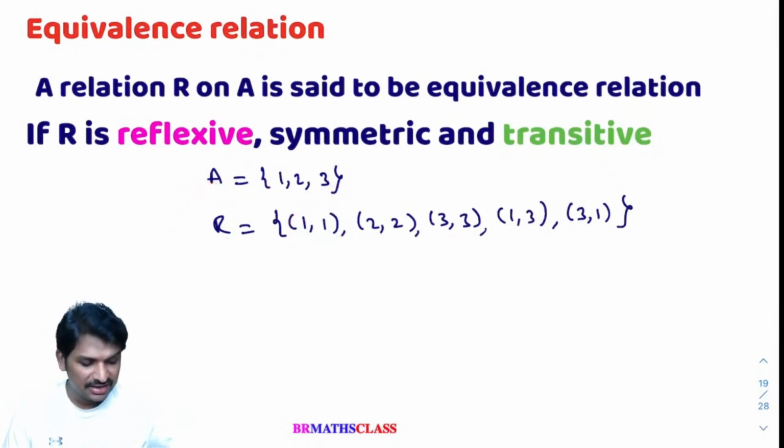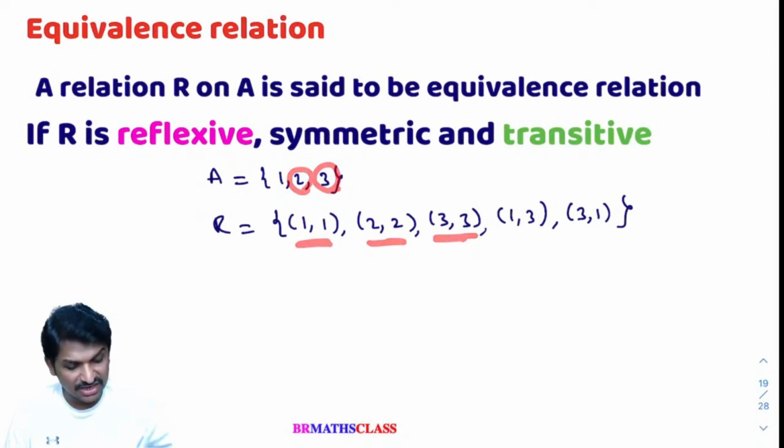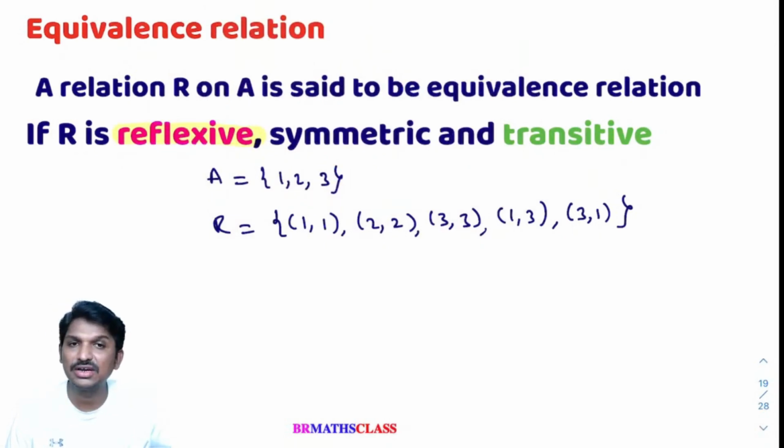Now my question is, is this relation a reflexive relation? What is the definition of a reflexive relation? For every x belongs to A, x comma x also belongs to the relation, then we say that relation is reflexive. 1 is there in set A, does the ordered pair 1 comma 1 belong to the relation? Yes. 2 is in set A, does 2 comma 2 belong to the relation? Yes. For 3 belongs to set A, does 3 comma 3 belong to the relation? Yes. This relation is reflexive. The first condition holds good.